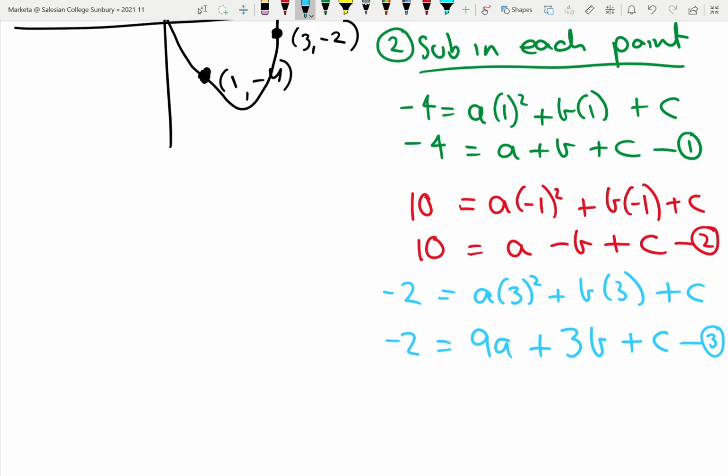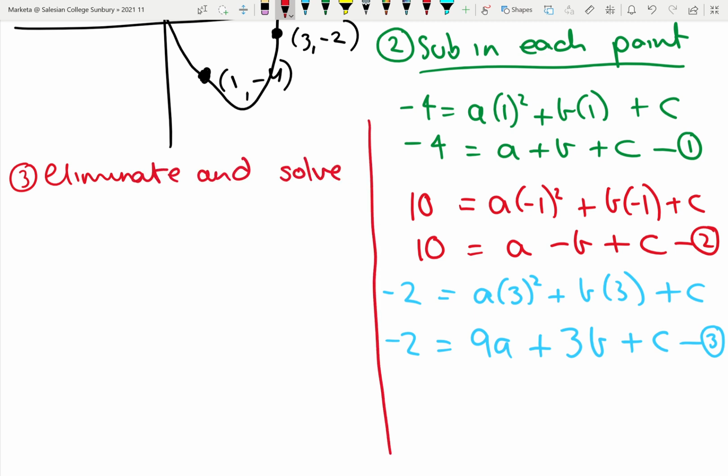So now we've got 3 simultaneous equations and we want to eliminate the variables, or each variable, so we're able to solve for a, b and c. So let's do that. So step 3, eliminate and solve. So I'm going to say maybe this one, equation number 1, and I'm going to subtract from equation number 2. That will be quite nice. So you want to look for the ones that are going to be easier to work with.